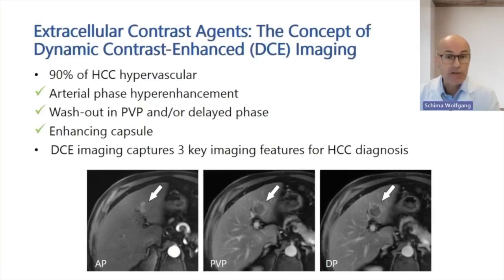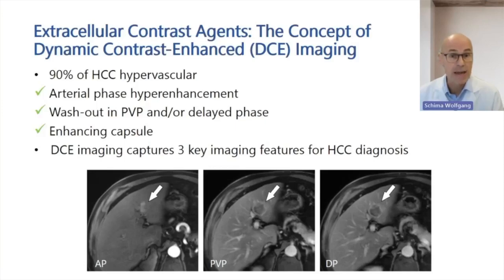Extracellular contrast agents are used for the concept of dynamic contrast-enhanced imaging for HCC. And remember, roughly 90% of HCC are hypervascular. This is the reason why non-rim arterial phase hyperenhancement is the key imaging feature to make the diagnosis of HCC. Two other very important imaging features are washout in the portal venous phase and/or in the delayed phase, and the enhancing capsule. So basically DCE captures the three key imaging features to make the diagnosis of HCC.